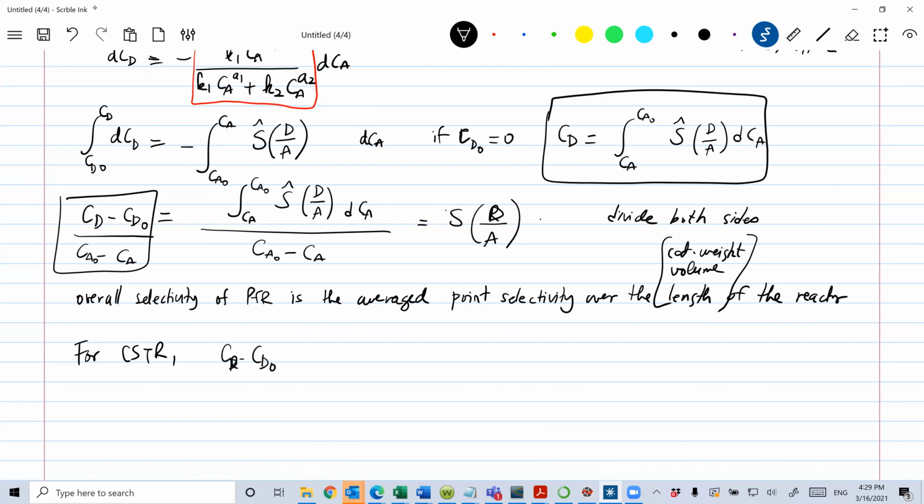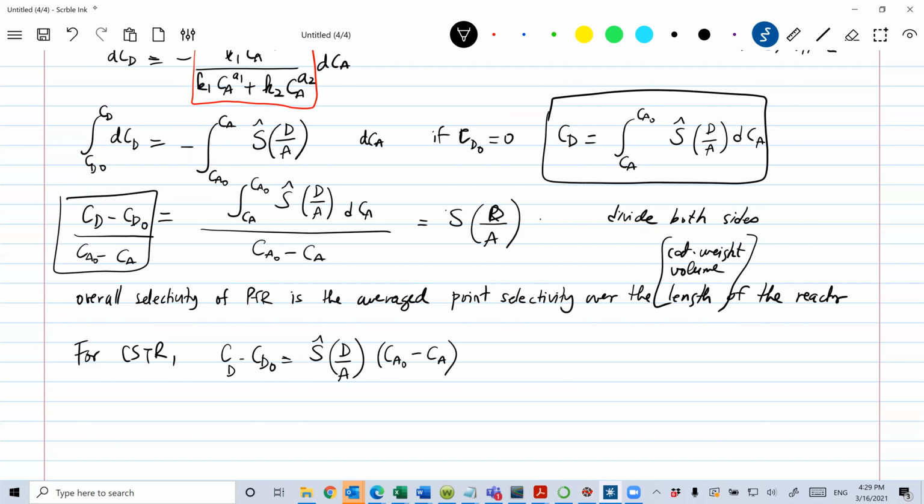CD minus CD naught is selectivity times how much A has reacted. (I keep putting those R's, sorry, guys. I'm copying my notes.) Does that make sense? How much CD you form is the selectivity, which is a percentage, because remember that the selectivity goes from 0 to 1, right? It's D with respect to the reactant, times the amount of A that's reacted gives you how much D you formed.